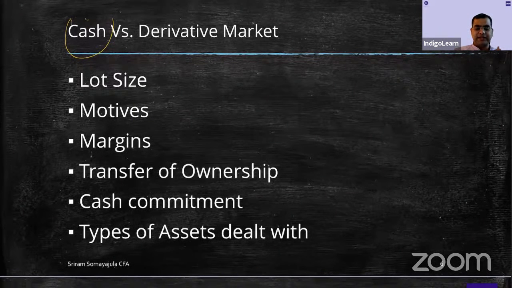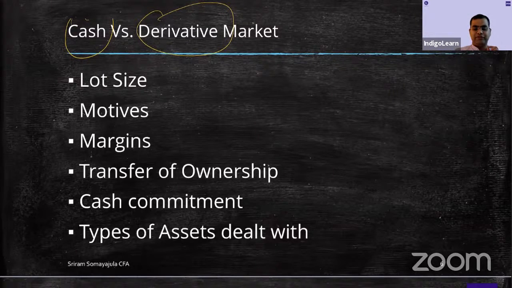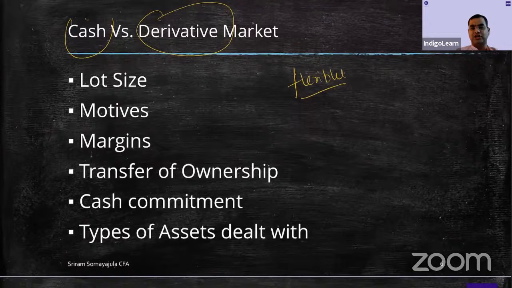A derivative market is one where the delivery is at a future date. Right. Now, in the cash market and the derivative market, what are the typical differences? In the cash market, lot sizes are flexible. Right. You can buy one stock, two stocks, three stocks, four stocks. You can't buy 0.5 stocks, but you can buy one share of Infosys, two shares of Infosys, three shares of Infosys, like that.